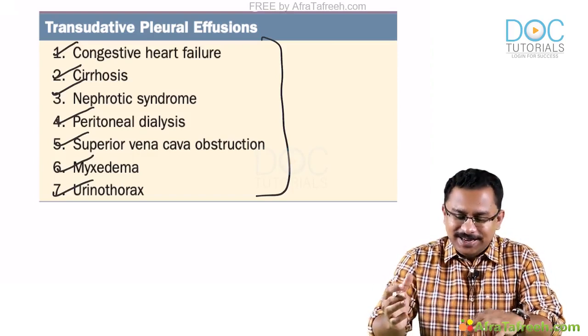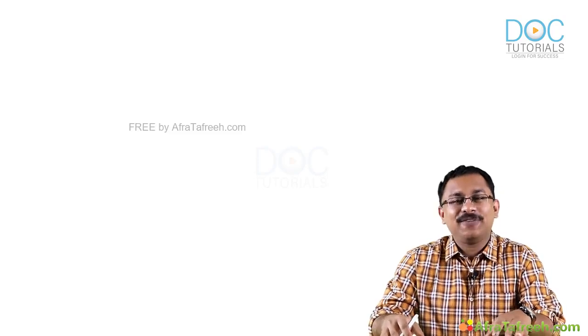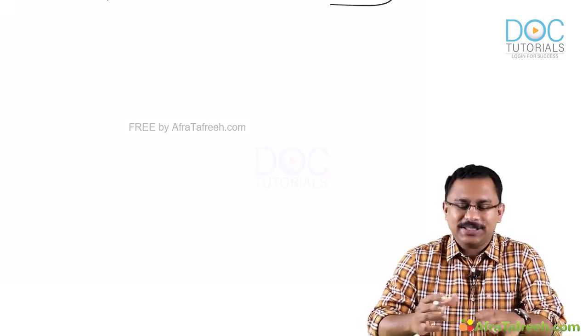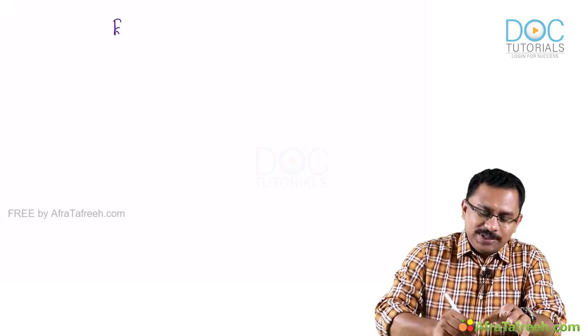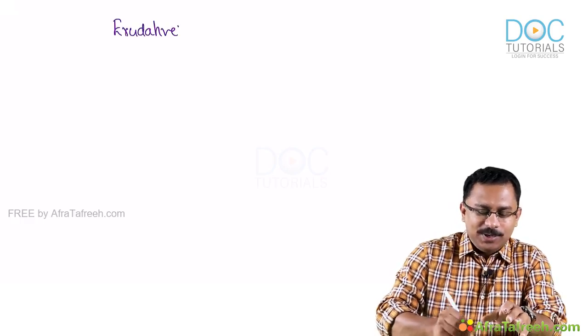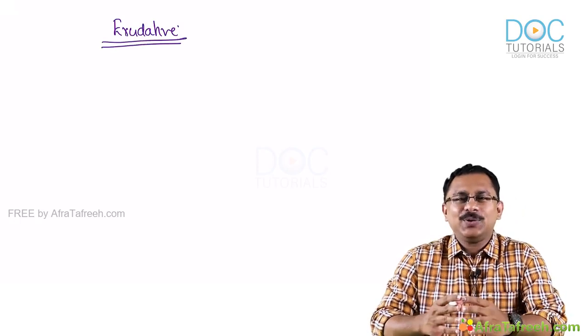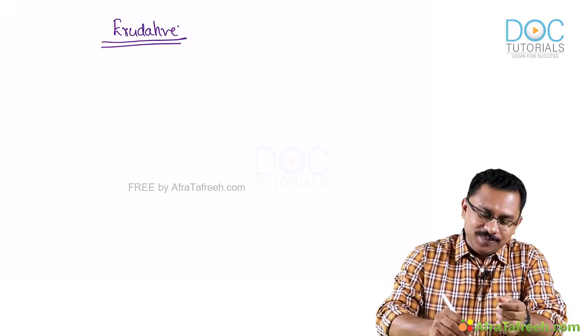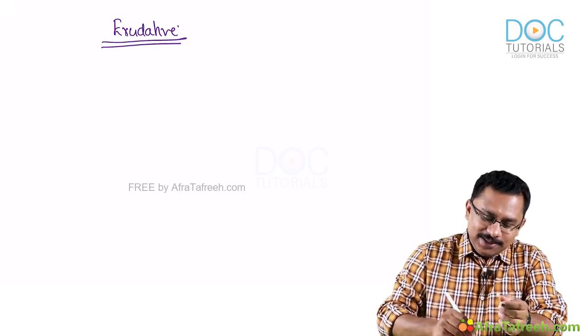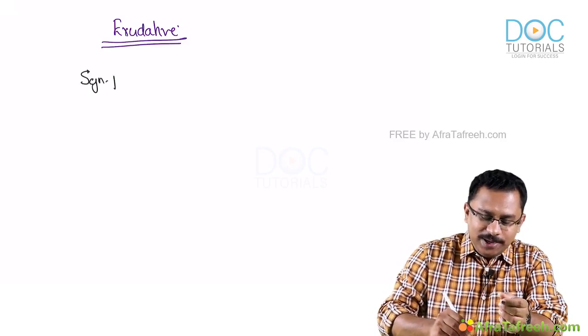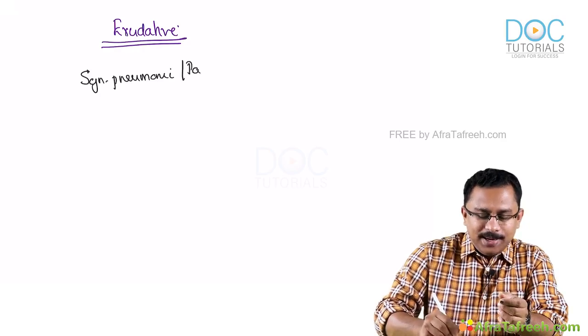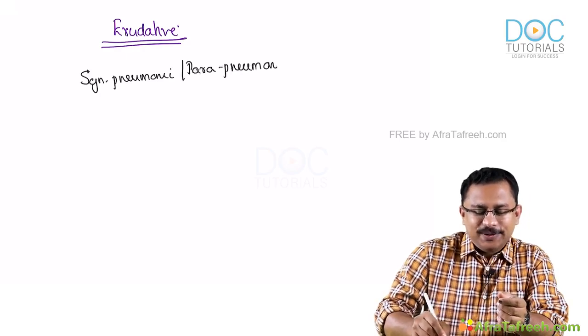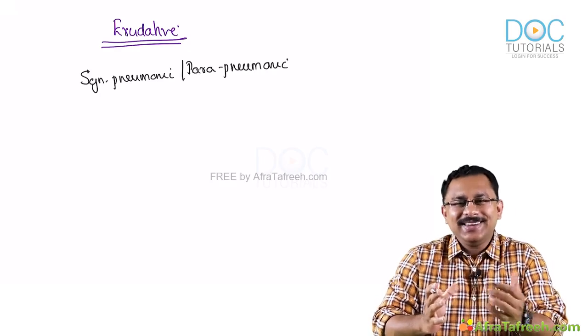The list of transudative effusions was slightly smaller, but the exudative effusion is a larger list. So let's see the causes of exudative effusion. We will see the most important ones. The most common exudative effusion that you have got to learn is an effusion associated with a pneumonia, which is your synpneumonic or parapneumonic effusion. There is a slight difference between these two terms, though sometimes they are used interchangeably.